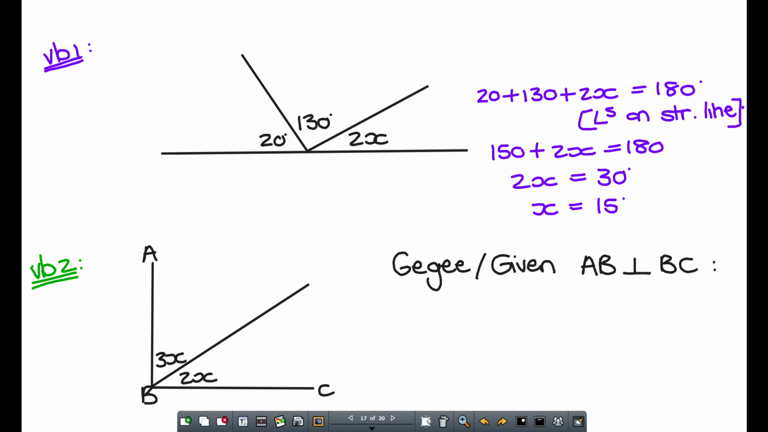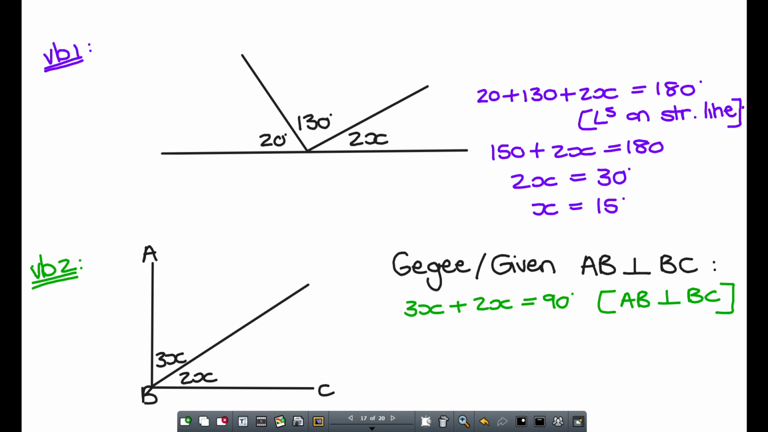Tricky, because it says here, given AB, and then that sign is perpendicular, no? Perpendicular to BC, which means that you've got to know that this angle will be a 90 degrees angle. According to that, I can say that 3x plus 2x is equal to 90 degrees. Now, we don't really have a reason for this. We do call it complementary angles, but that's not a reason. So what we can say is that AB is perpendicular to BC, because that was why we could say it, isn't it?